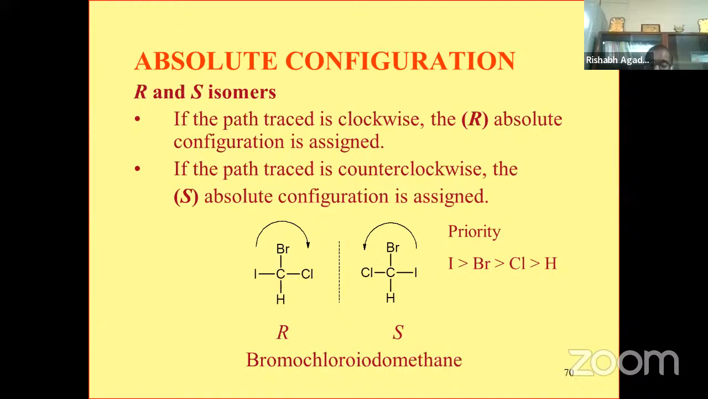The structure I have shown is for bromochloroiodomethane and its priority. It fits exactly the CIP system, involving the Prelog system and the rules, and you can give the absolute configuration.